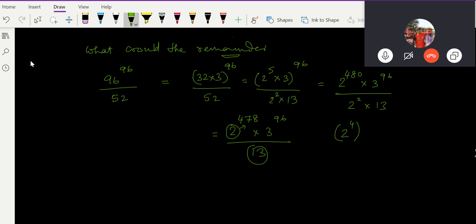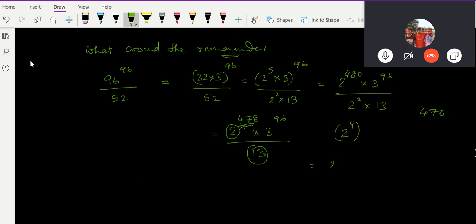What do we do in this case? We can use 2 here. So 478 is not divisible by 4, but 476 is divisible by 4, correct?